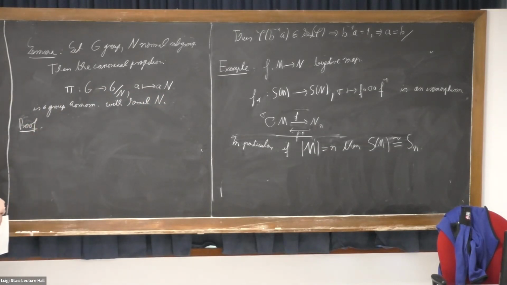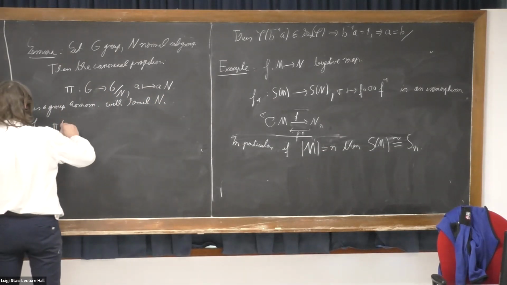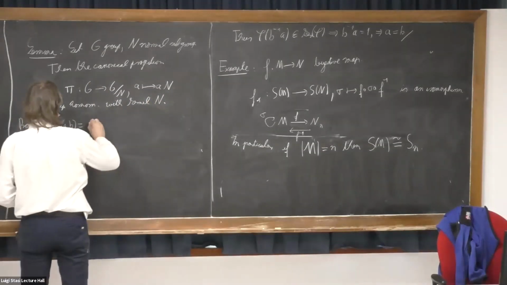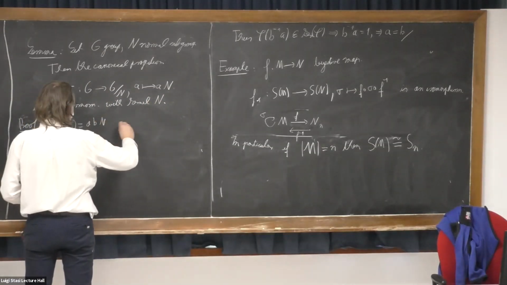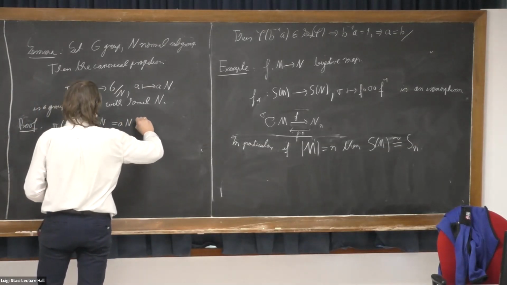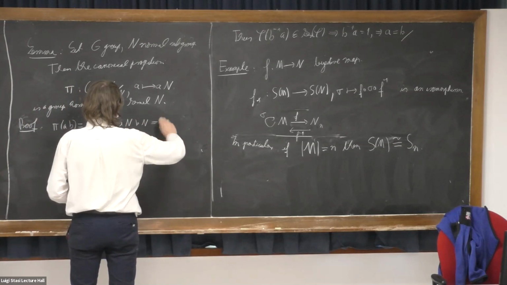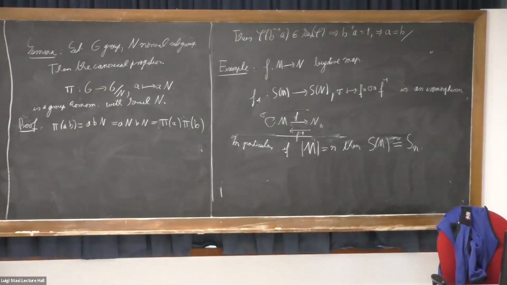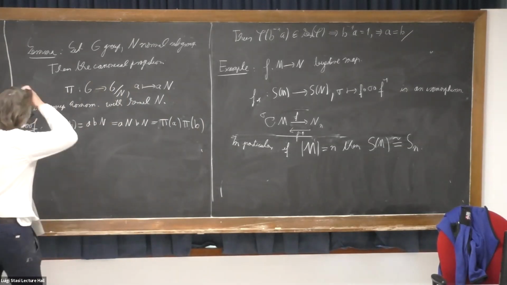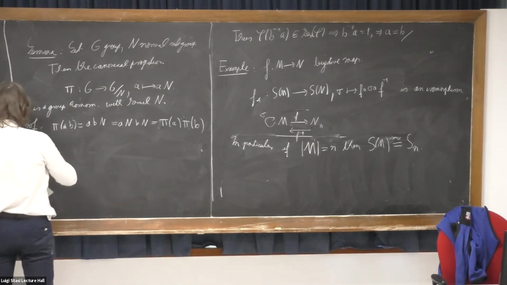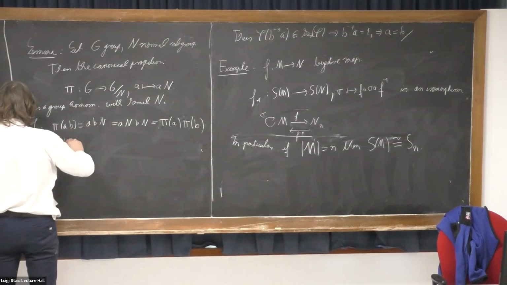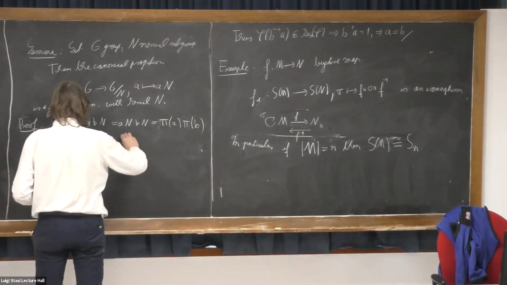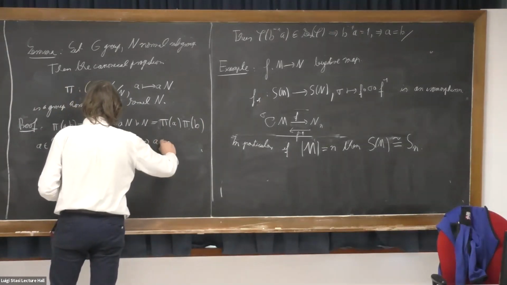So this is basically just a definition. Obviously, P of AB is ABN, which is AN times BN, which is P of A times P of B. So it's a group homomorphism. And the kernel is N, also clear. So A is in the kernel of P if and only if AN is N, which is if and only if A is in N.